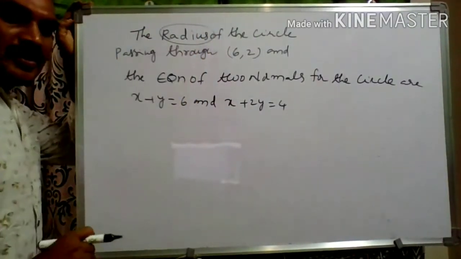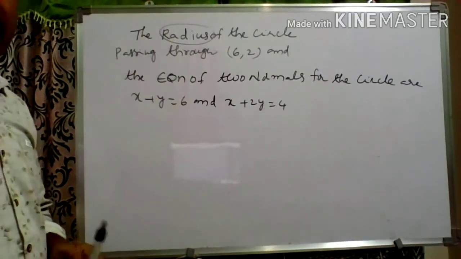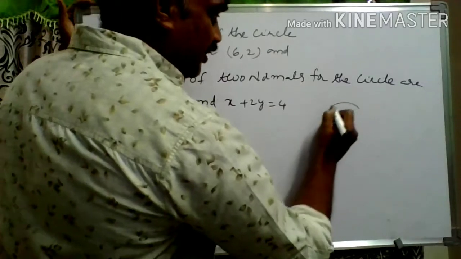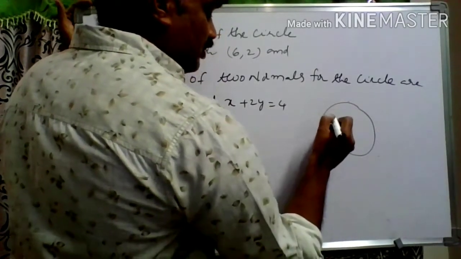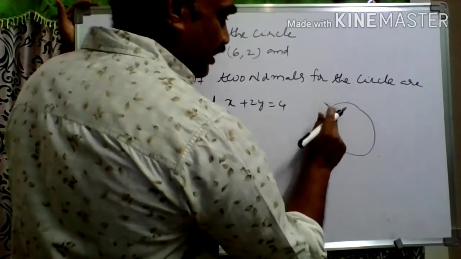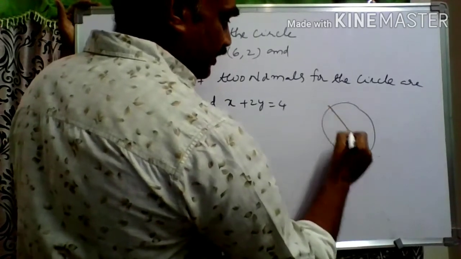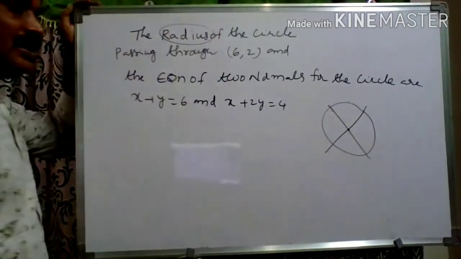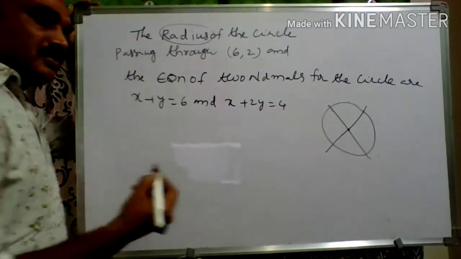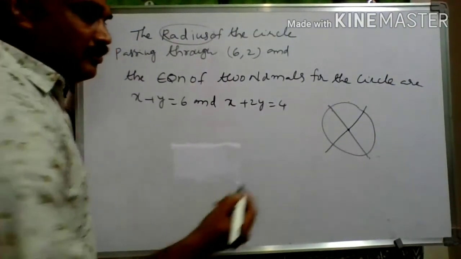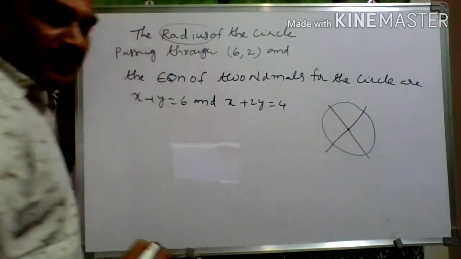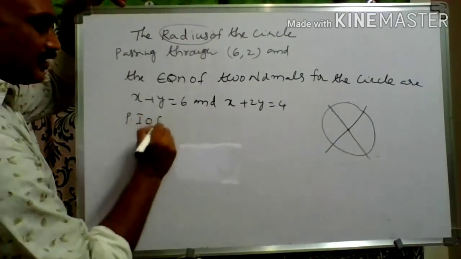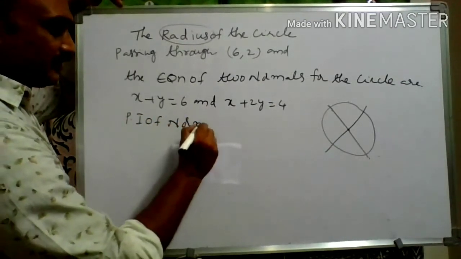Students, normal passing through center. Normal is diameter. Point of intersection of normals is center. So first, find the point of intersection of normals.